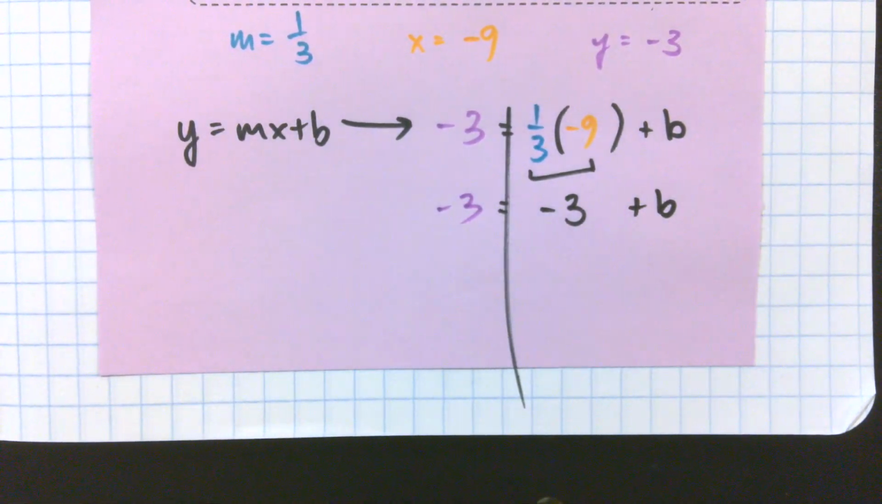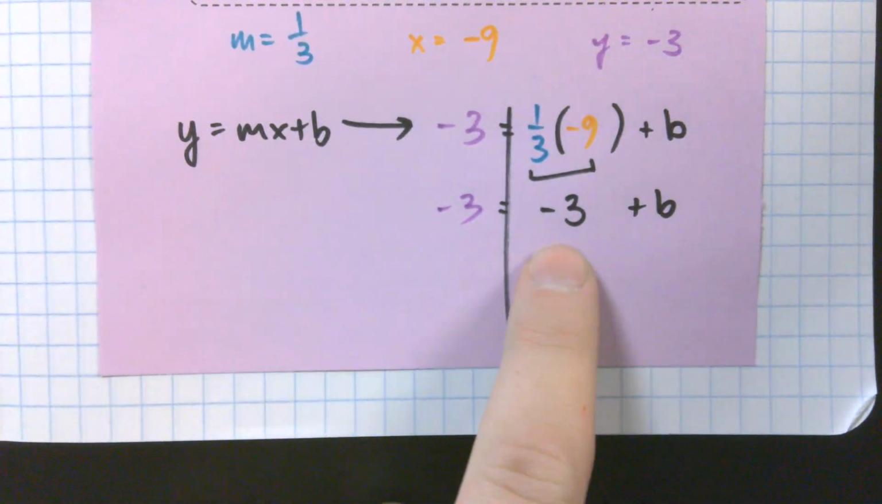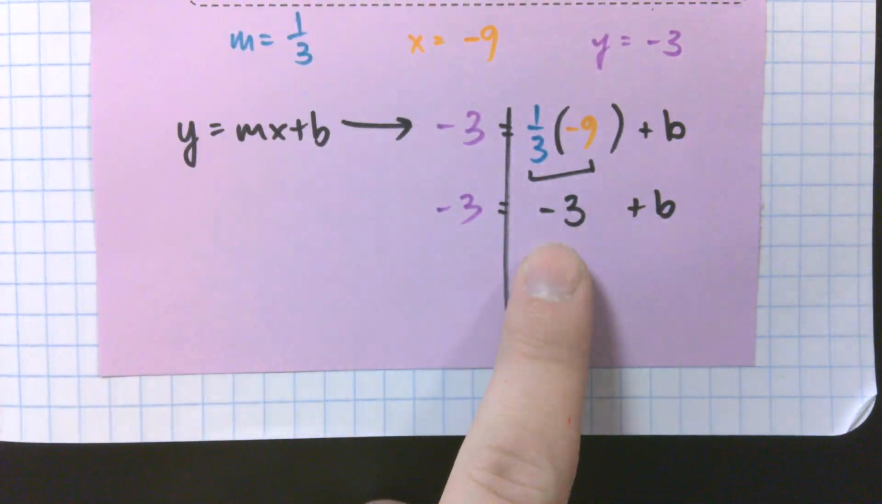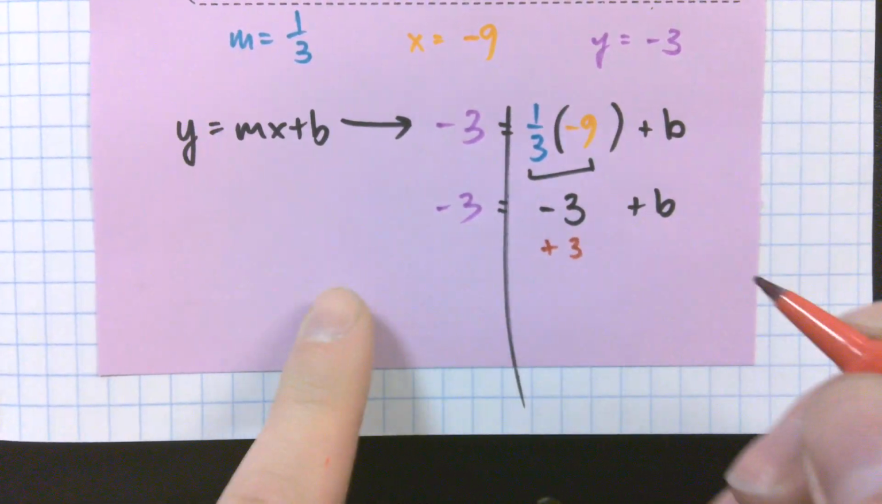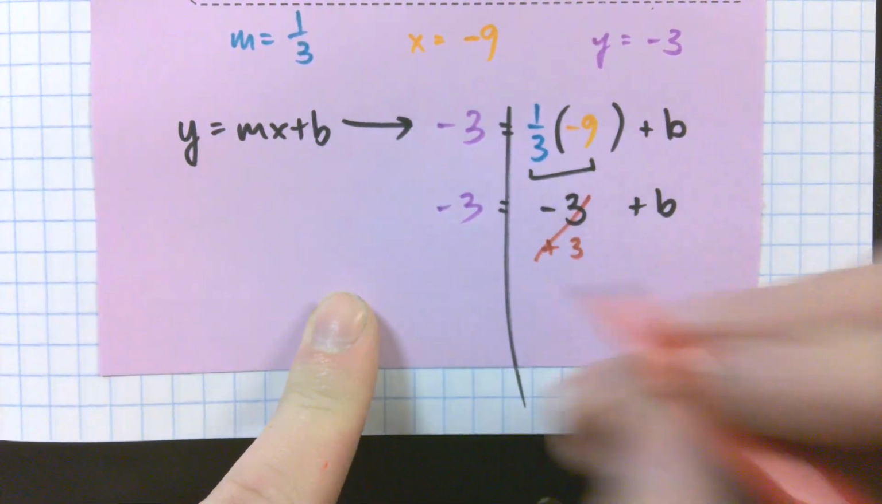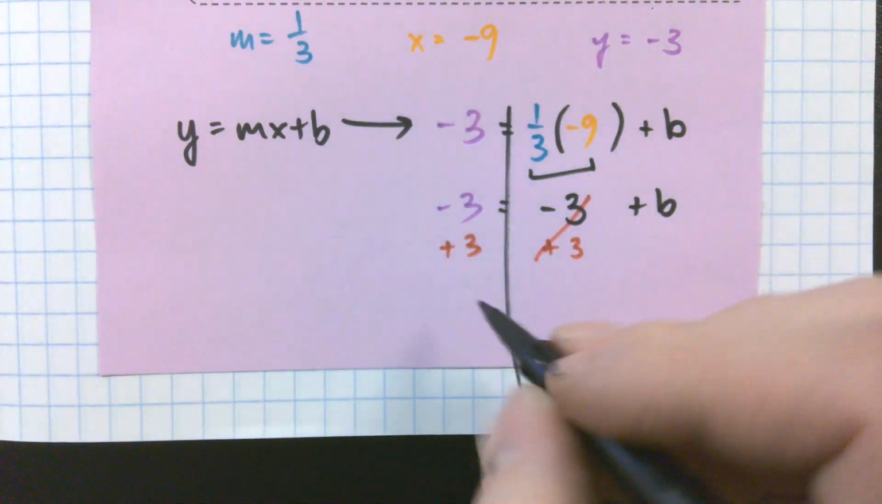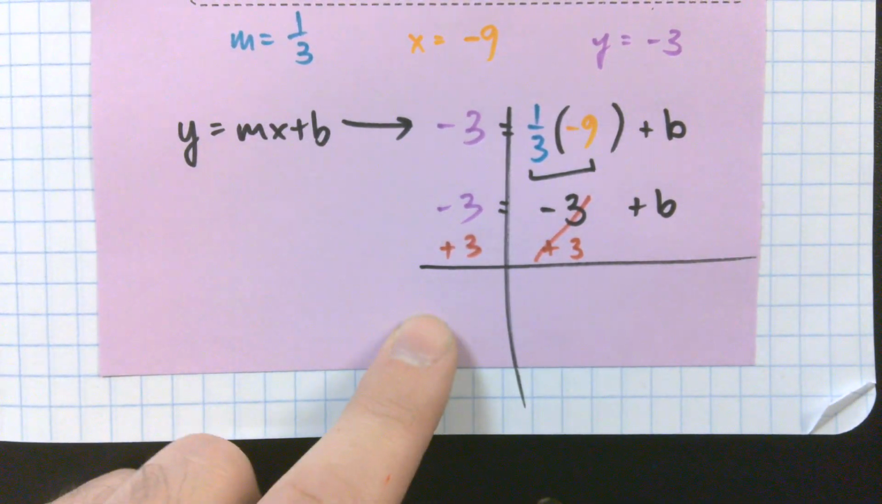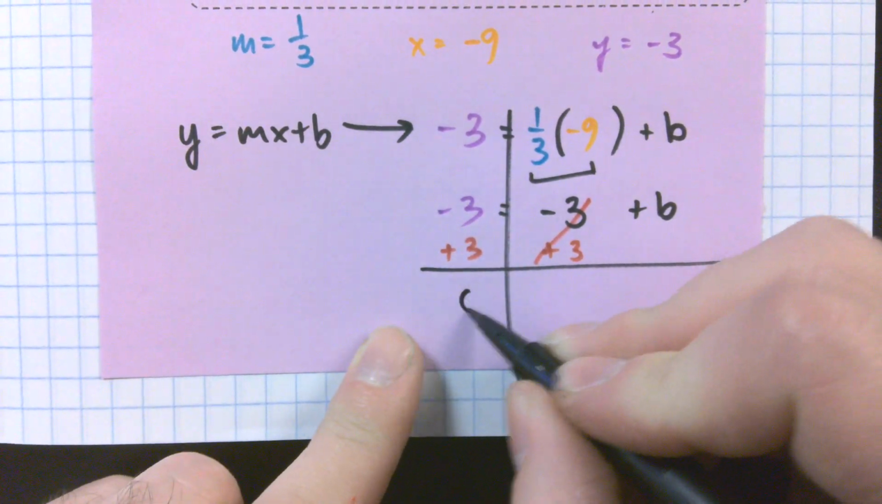Like that? Yeah. Okay. You do the opposite of negative 3 to cancel it out. Okay, which is what? Positive 3. Perfect. And then put a line through that. And then put positive 3 on the other side. And then you do negative 3 plus 3. And then your answer is 0 equals b.